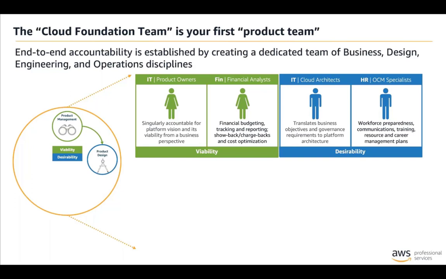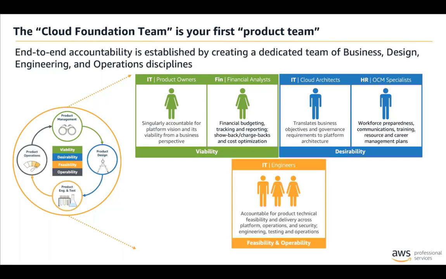Next, feasibility from a technical delivery perspective, as well as operability of the products in production. And since the cloud platform engineering teams run in a true DevOps, you build it, you run it model, the engineers on the team are responsible for both across platform, operations, and security domains. These engineers work closely with the architects on the team to ensure that what they design can actually be built, and what is built is functionally and operationally excellent.